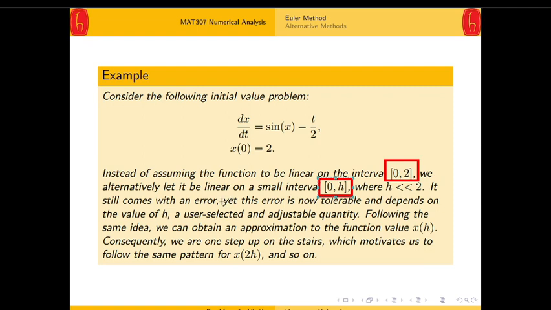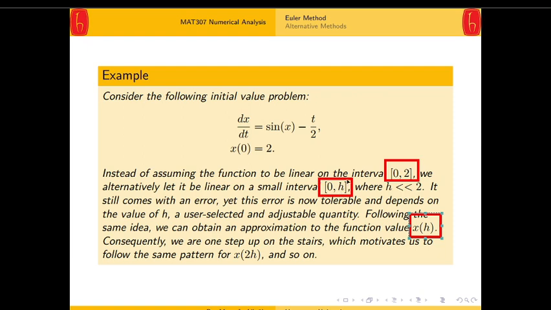But even if it comes with an error, this error is now tolerable and depends on the value of h. And this h, as you know, is a user-selected, adjustable quantity. So if we can find the error with respect to h, we can adjust the value of h to obtain better accuracies or smaller errors. Following the same idea, we can obtain an approximation to the function value x(h) immediately, because this is a linear function.